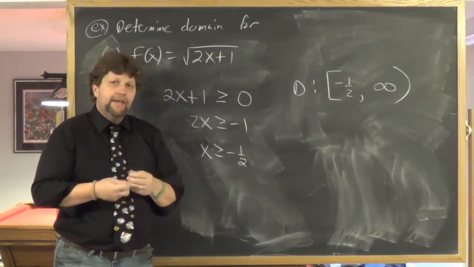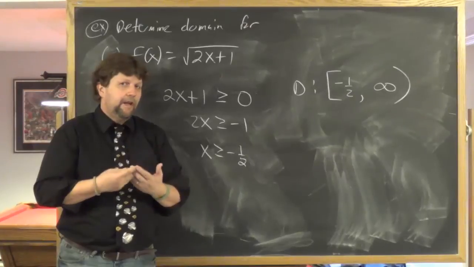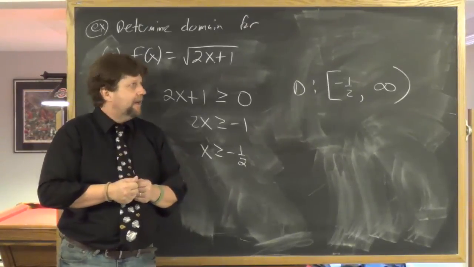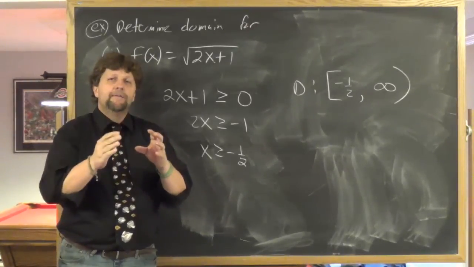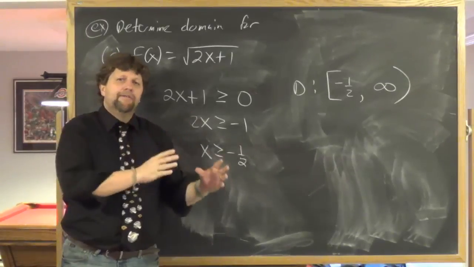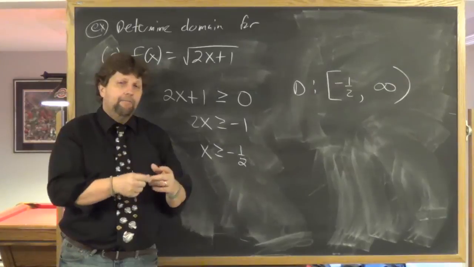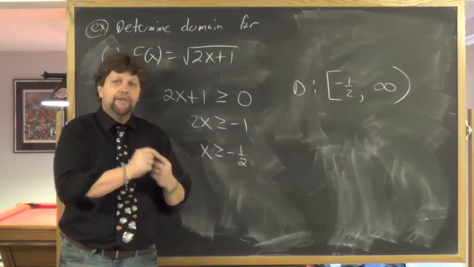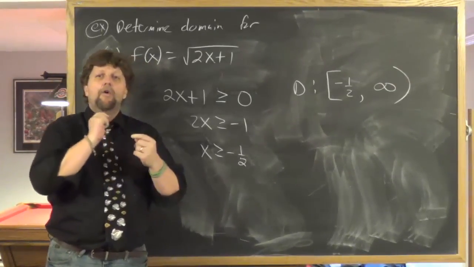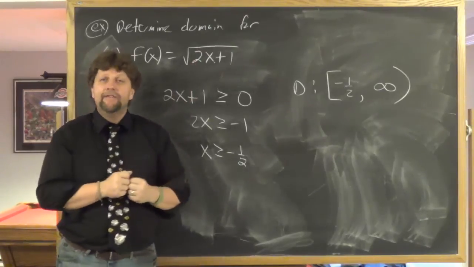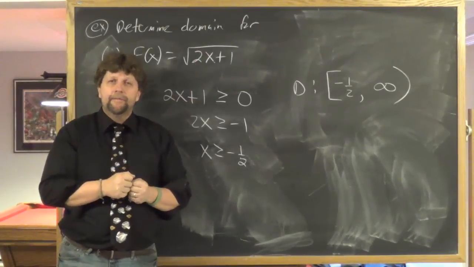So hopefully this is making some sense to you. You're doing a lot of practice of finding domains. Just remember, domain. What am I allowed to put in for the variable x so that nothing bad happens? And right now bad is producing 0 in the denominator of a fraction or producing a negative under an even indexed radical.